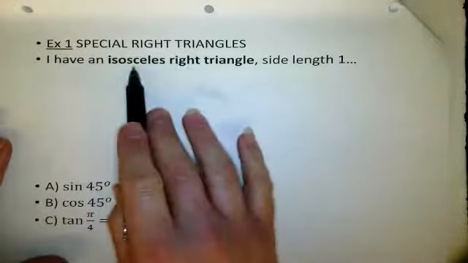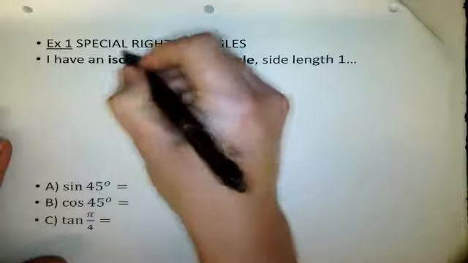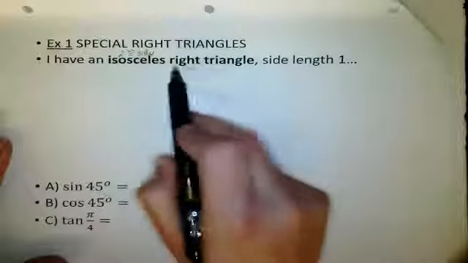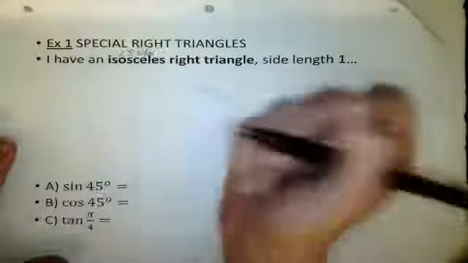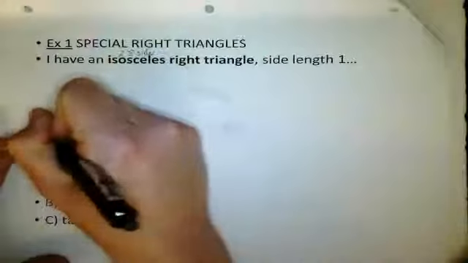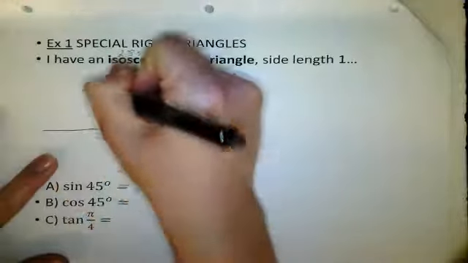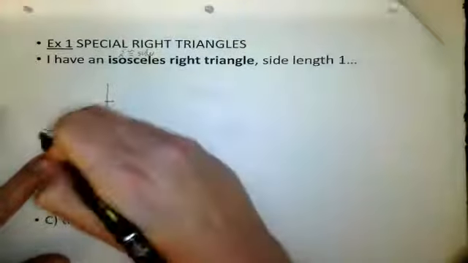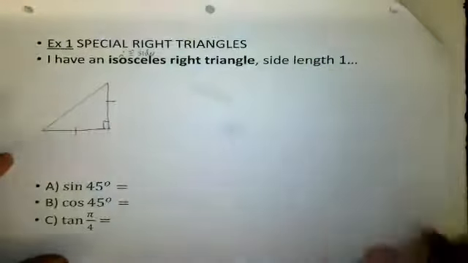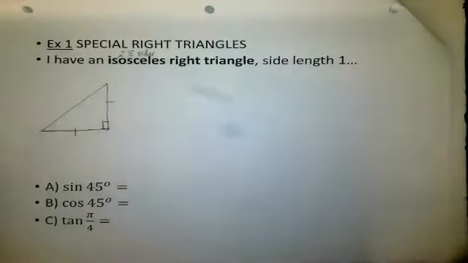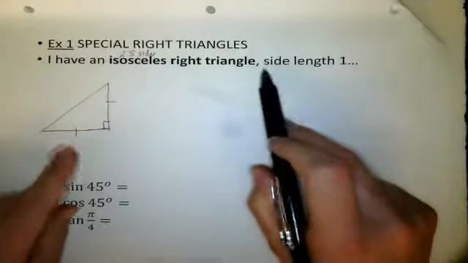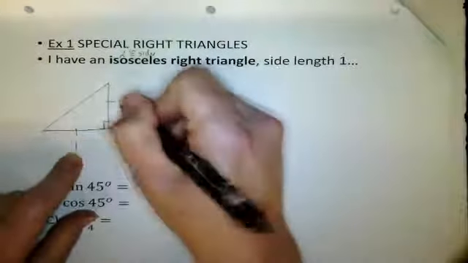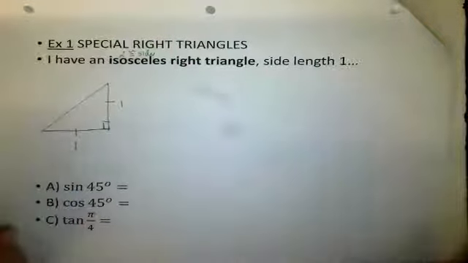What does isosceles mean? Two congruent sides. A right triangle, so it's got a right angle. So I'm going to go ahead and just do that. There's my right angle, and these are two congruent sides. So there is my isosceles right triangle. These have a side length of 1, so each one of these is 1 unit in length.